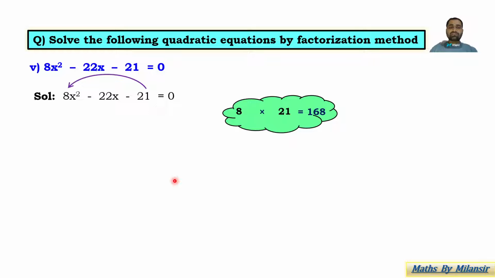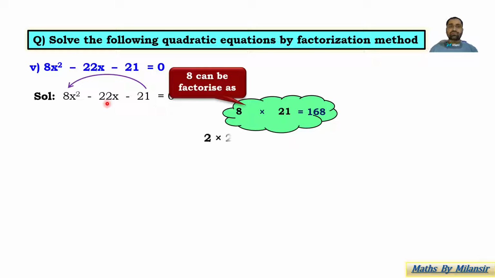So factorize 168 in such a way. See here, what is the last term sign? The last term is minus. Therefore, by subtraction, we need 22. So let us factorize 168.